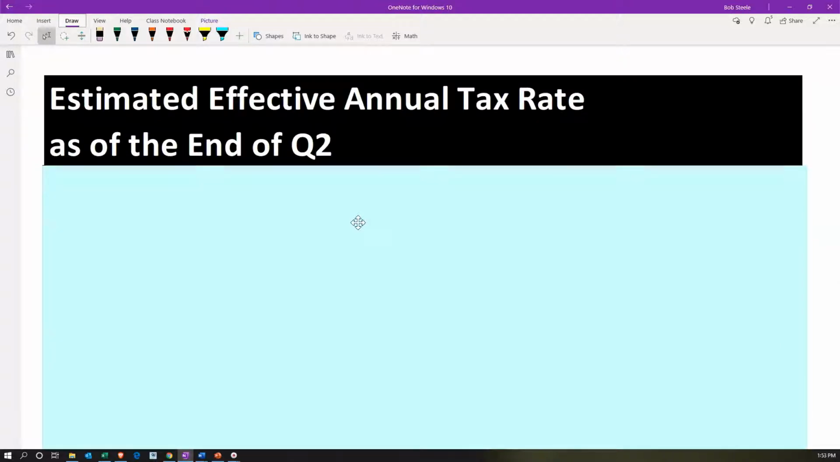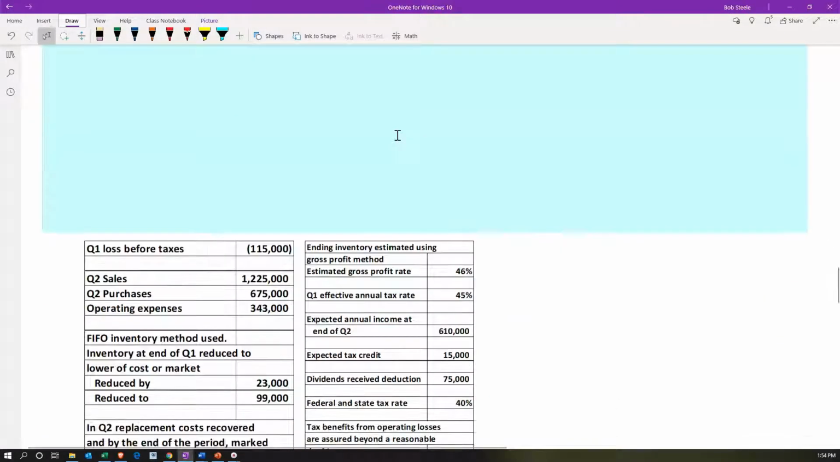So we're looking at Q2, and we're going to be figuring out this information as of the end of the second quarter. We have the estimated effective annual tax rate that we're going to be calculating as of the end of the second quarter. So we're looking for an effective annual tax rate that we can then apply on a quarterly basis. So we're going to make that calculation.